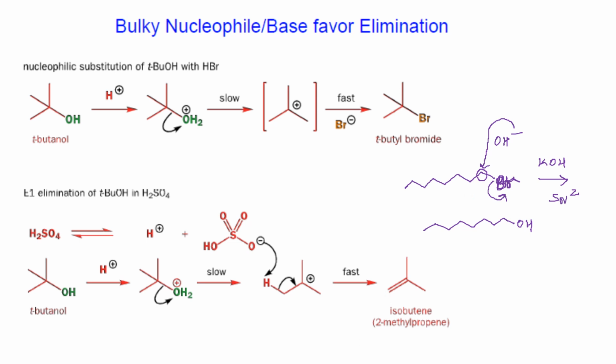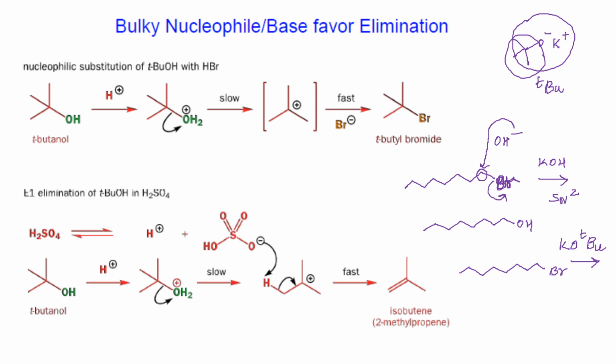Now suppose you are considering the same substrate. So this is the substrate that you have, but instead of KOH, suppose you are having another bulky base which is potassium tertiary butoxide. Okay, potassium tertiary butoxide, if you consider the expanded structure, this is the structure of potassium tertiary butoxide. Okay, this portion is abbreviated as tBu. This is the tertiary butyl group.